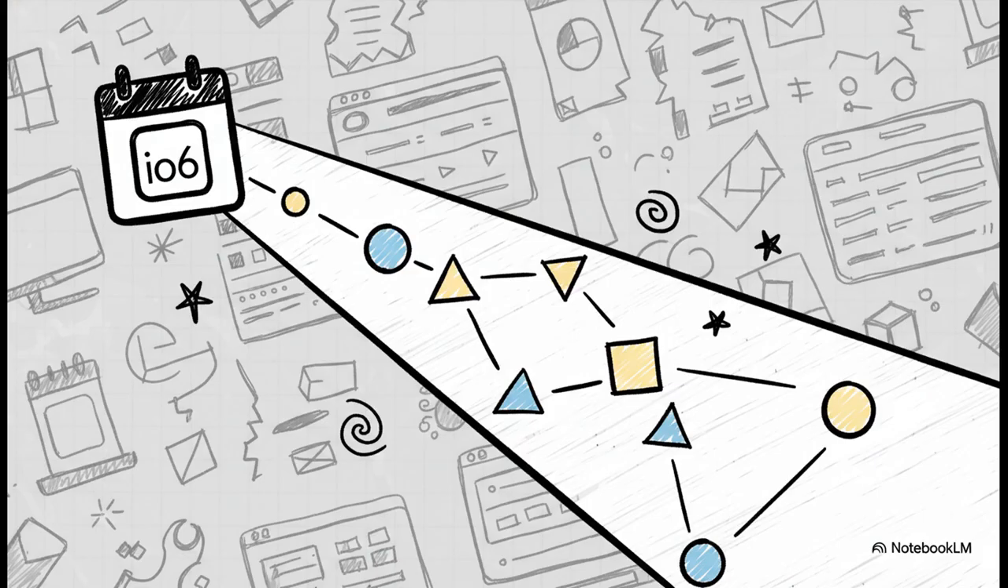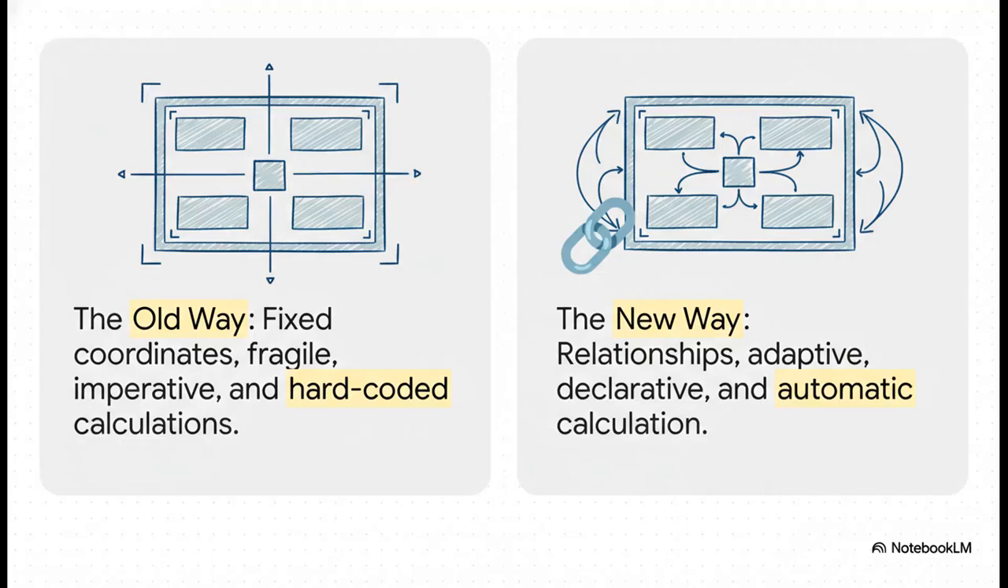In 2012, with iOS 6, the solution arrived. It was called Auto Layout, and it wasn't just an update, it was a revolution. It completely changed the game for anyone building an app on an Apple device. This was the turning point. This slide really nails the fundamental shift in thinking. The old way was all about fixed coordinates, fragile, hard-coded math. We were bossing the computer around, telling it exactly what to do. The new way, with auto layout, is all about relationships. It's adaptive, it's declarative. We're not giving orders anymore. We're describing how things should behave.